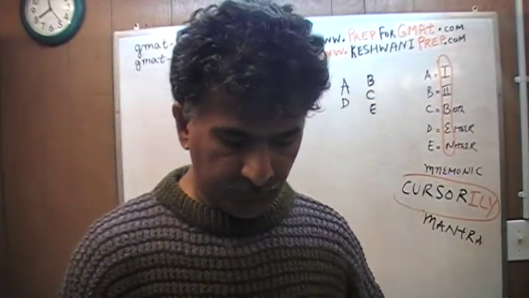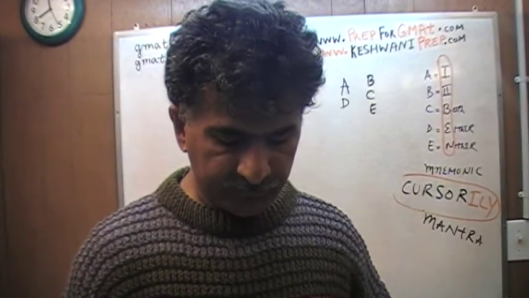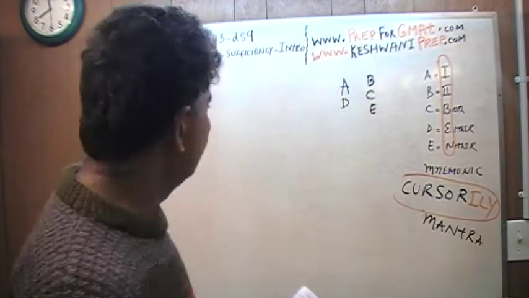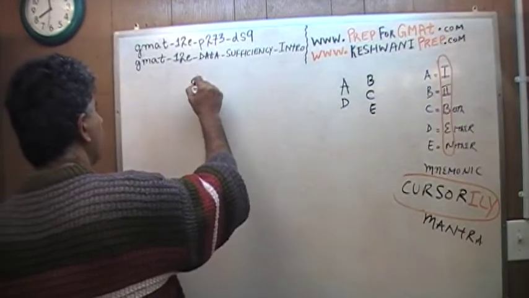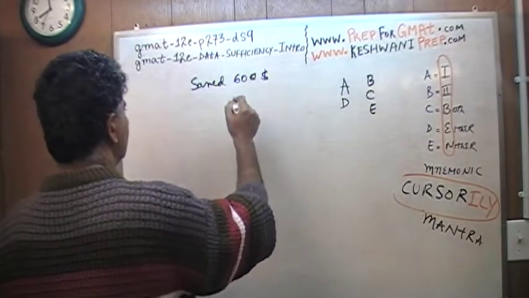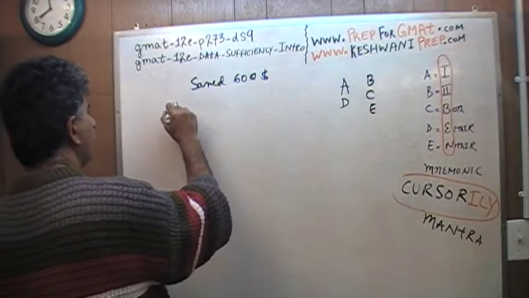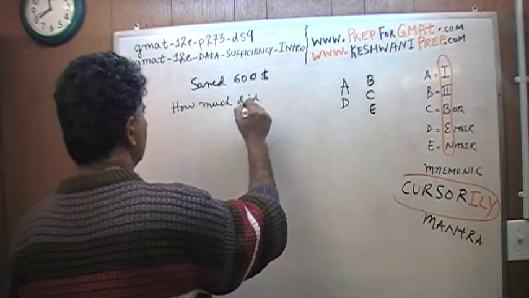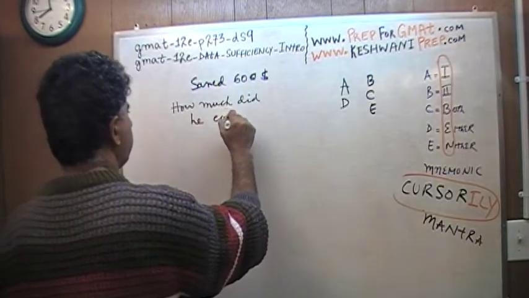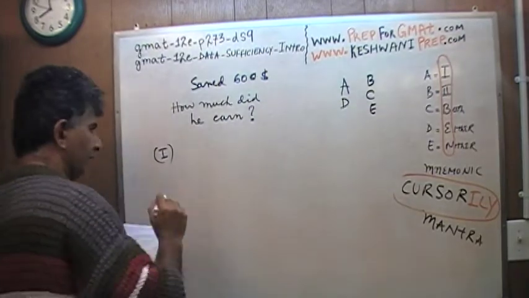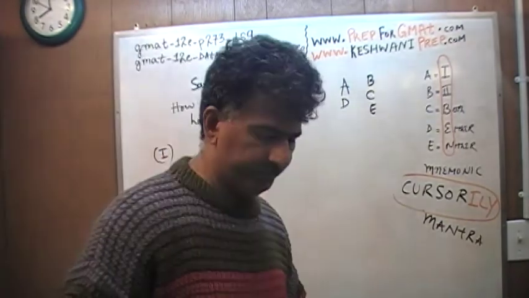Well, let's read the question. If Pat saved $600 of his earning last month, how much did he earn last month? So we know that he saved $600. The question is, how much did he earn? That's the question. And let's look at the first statement, see what they give us.